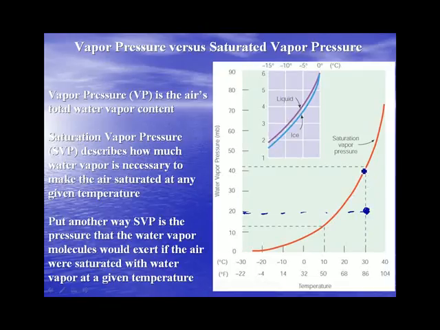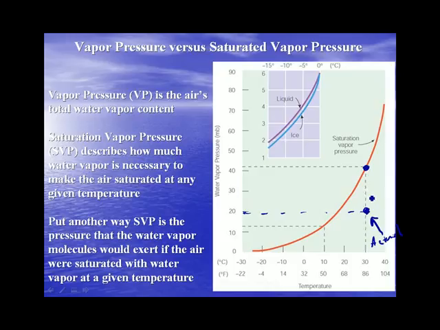At 30 degrees, we know at maximum it can hold a vapor pressure of 42. But I'm telling you the actual vapor pressure in this example, the actual is 20. But it can hold a maximum of 42. Can you think of a way of describing that?